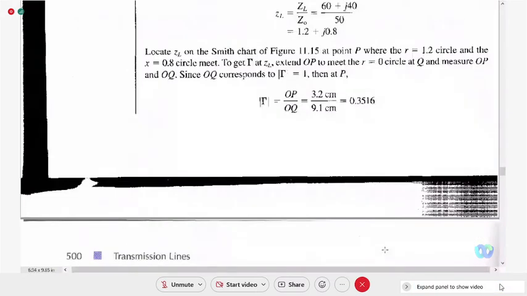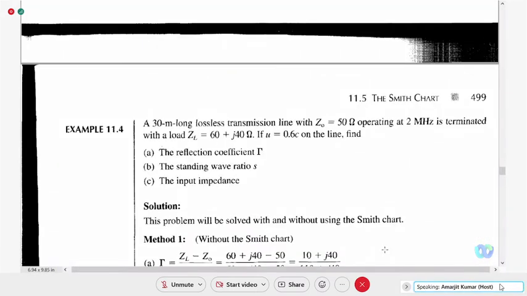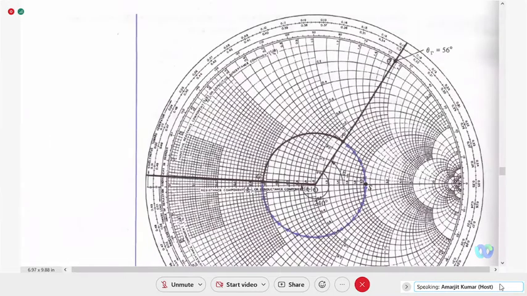So what was part B of the question? A standing wave ratio. How to calculate the standing wave ratio for this problem? Yes, what will be the standing wave ratio? We have to plot a circle using this load point, with the center here. Okay, here is the circle. The question is, what is the standing wave ratio?